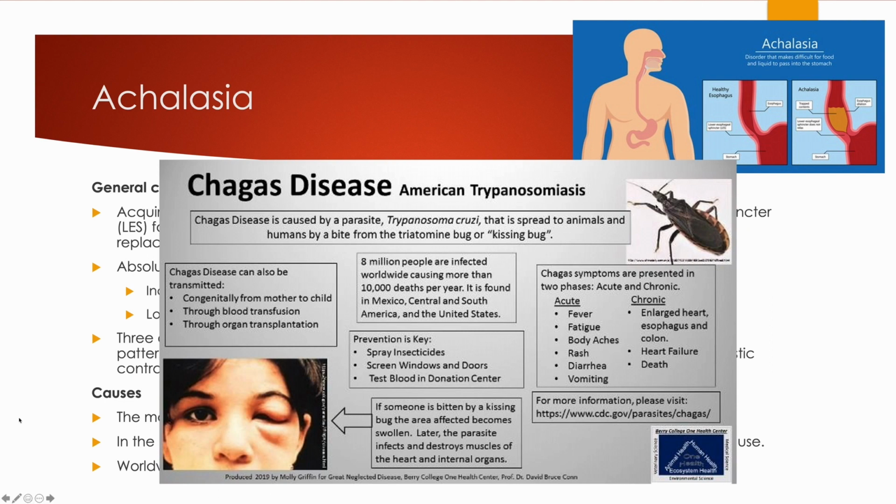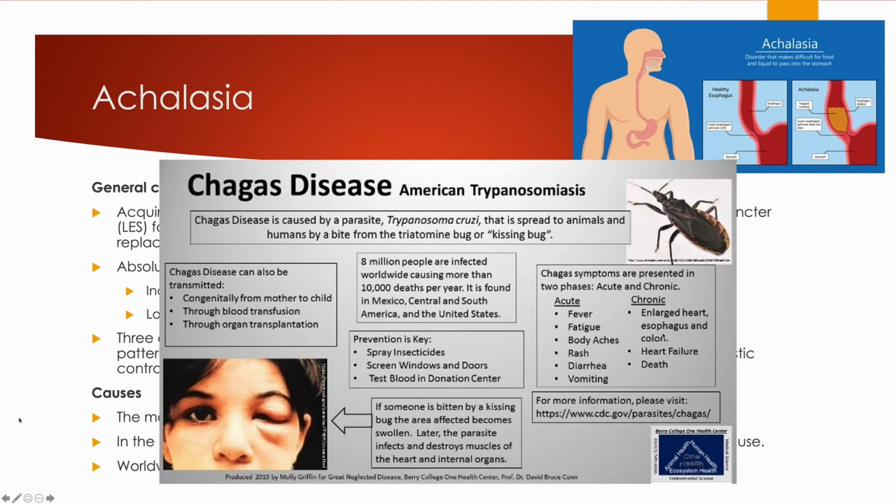And this nasty bug, the kissing bug, kisses your eye, because that's usually where it tends to bite you, around the eye area. And you wake up, you have this bug bite that becomes swollen, and then the disease, the toxin, spreads throughout your body and causes long-term problems, including achalasia type problems with the esophagus. It also causes enlarged heart and things like that.